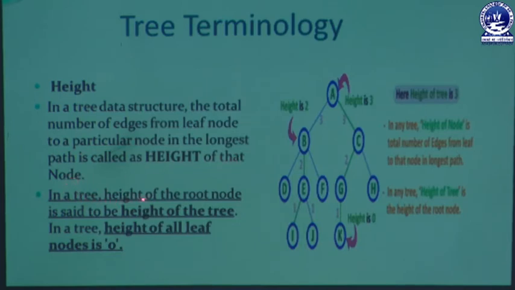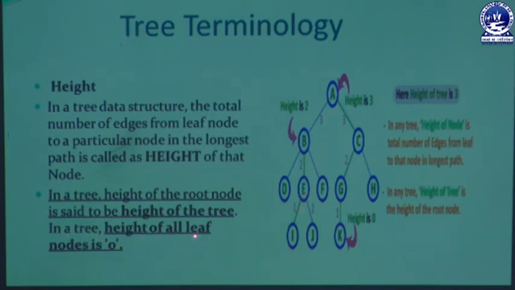In a tree, the height of the root node is said to be the height of the tree. If we ask about the height of the tree, then what is the longest path? That means the longest path from the root node to its last leaf node is called the height of that tree.